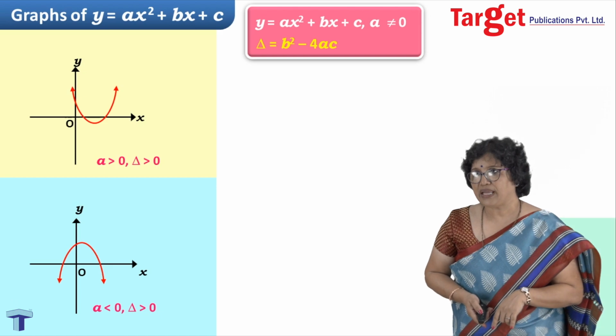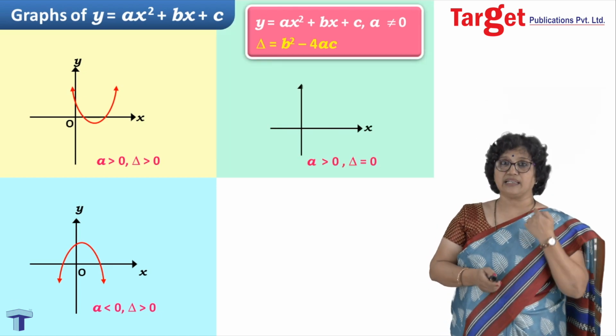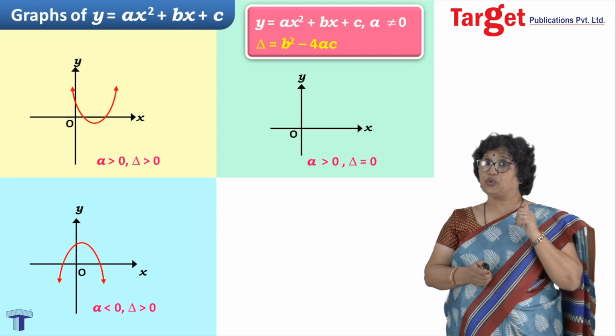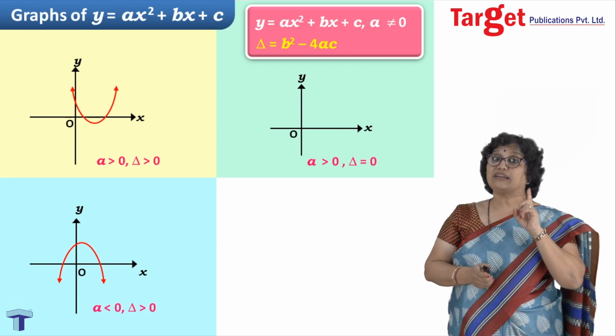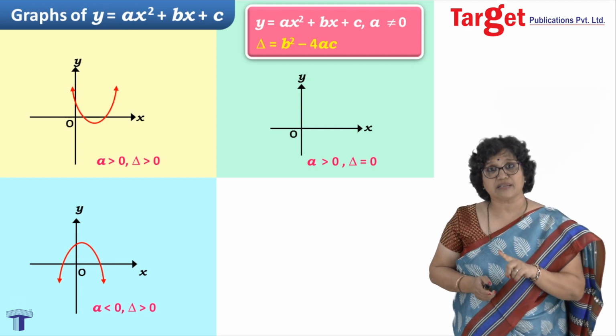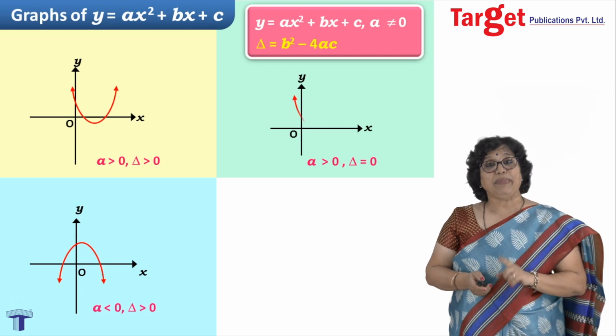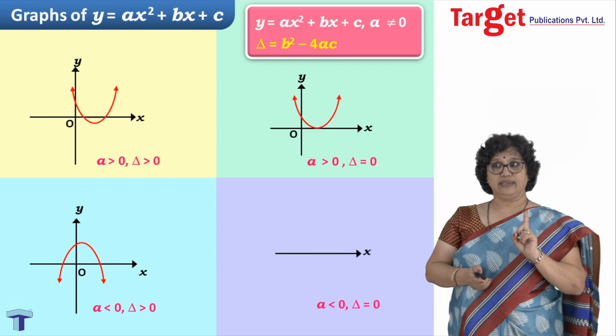Now again I change and I say I will take a greater than 0 and delta equal to 0. When I say delta equal to 0, you remember you had done that in case of delta equal to 0, that means discriminant equal to 0, roots are real and equal. So the graph meets the x-axis only at one point.